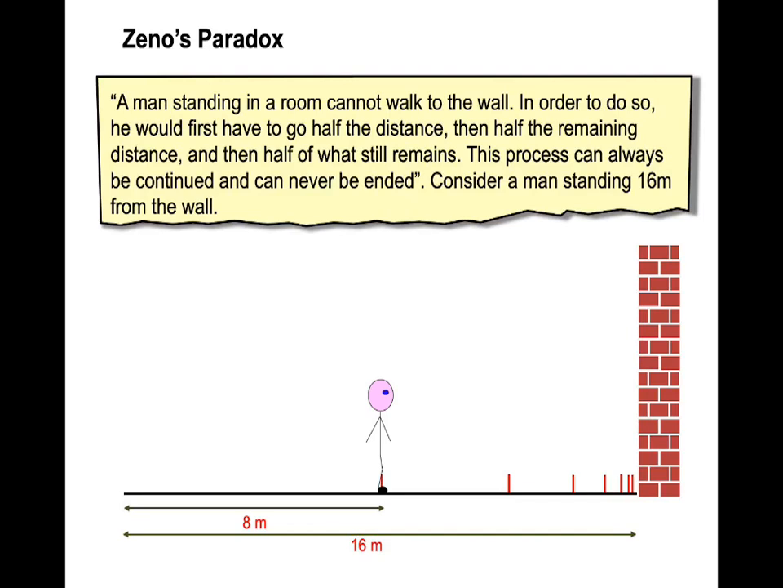He still has to go halfway again. And now he has walked 4 meters. So altogether he's walked 12 meters. And then he still has to go halfway again. And he now walks 2 more meters. And then he still has to go halfway again. He walks 1 meter. And then he has to go again one more time, which is going to be a half meter.